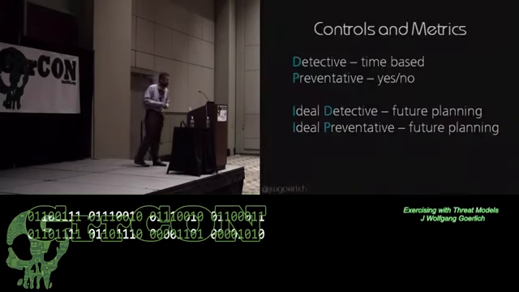And preventive, can we stop it? And again, ideal prevention and detection, which then gets highlighted in yellow, and that becomes some of our action items coming out of the exercise.